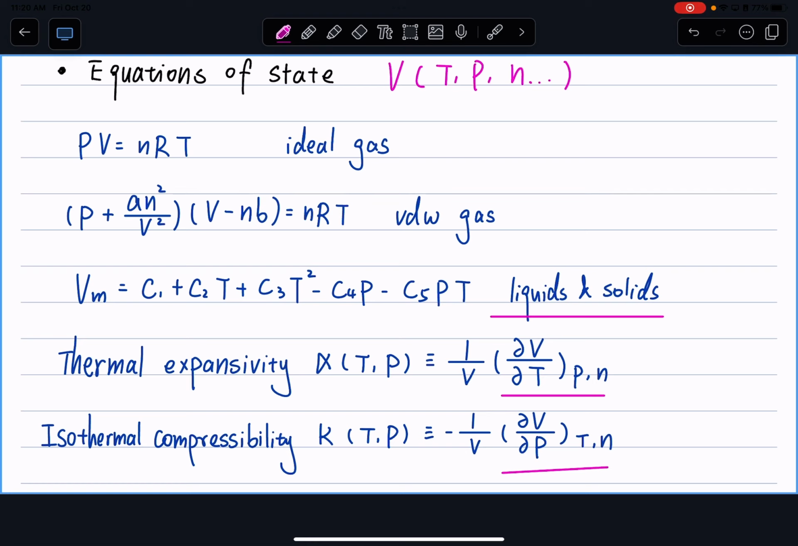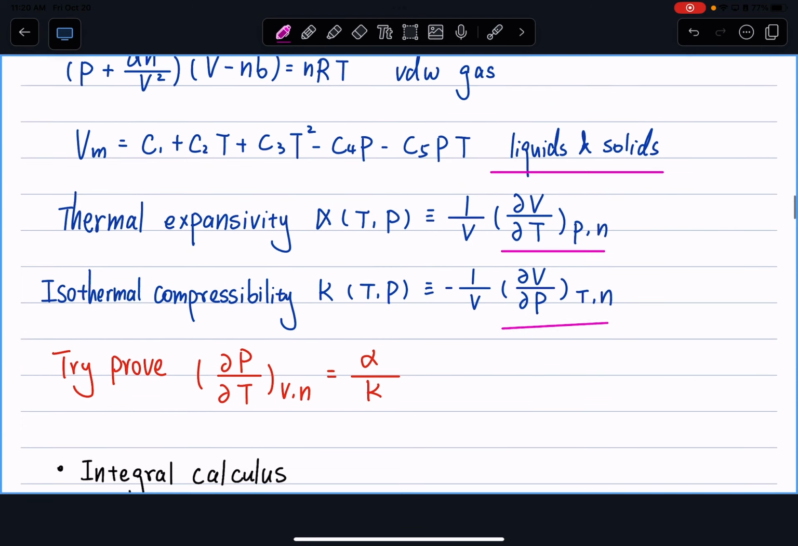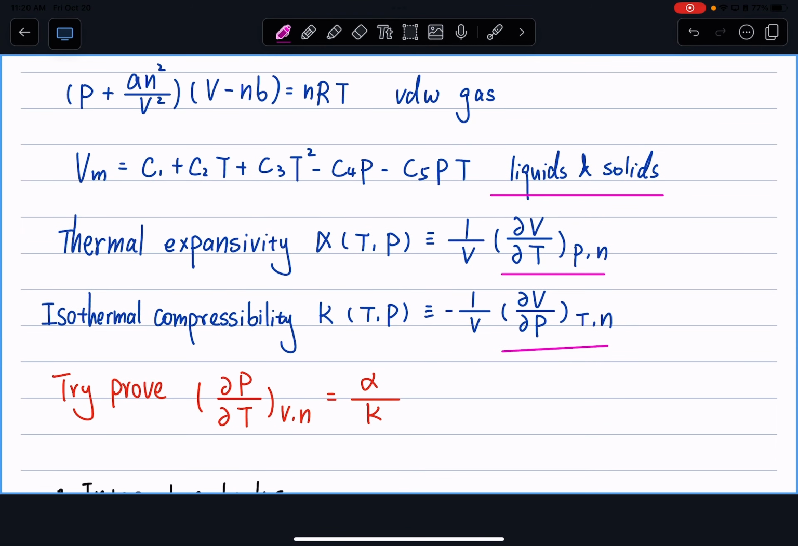And also the isothermal compressibility. As a matter of fact, what we actually care about is the relationship of these different terms, right? So the thermal expansivity and isothermal compressibility are just coefficients that are easy to measure. You can easily imagine people measuring the volume change with respect to temperature at different pressures, and you can measure the thermal expansivity.